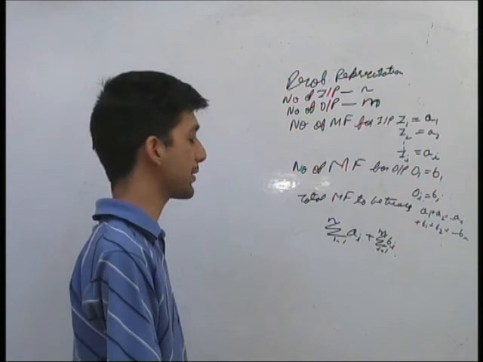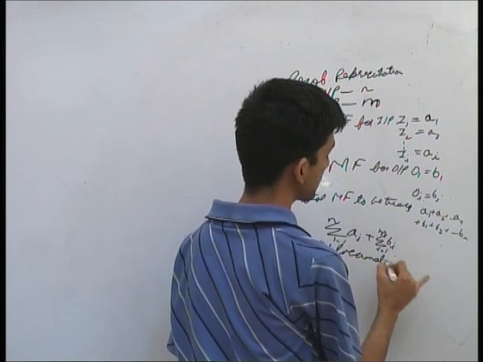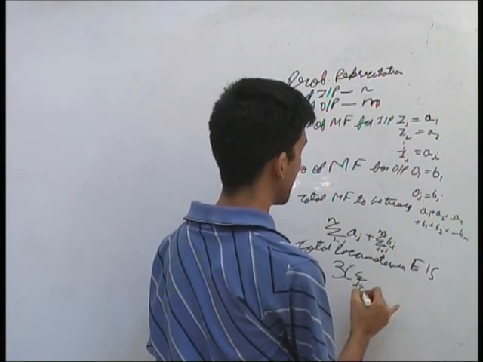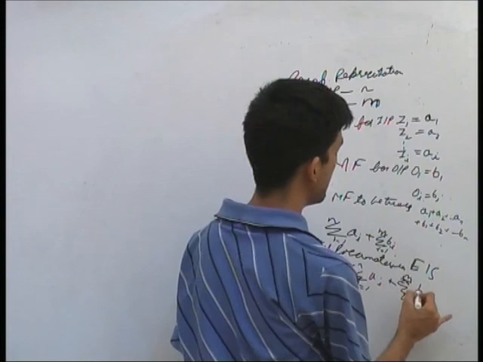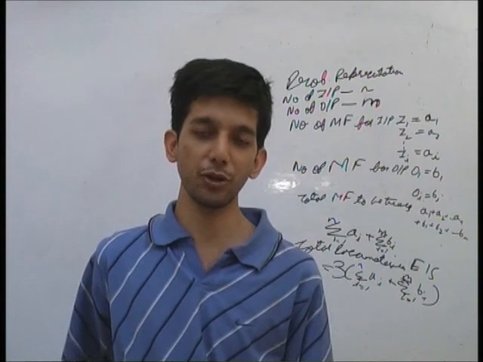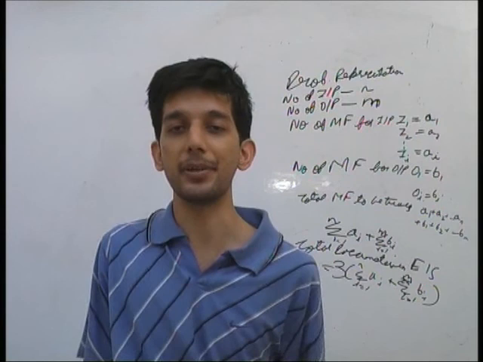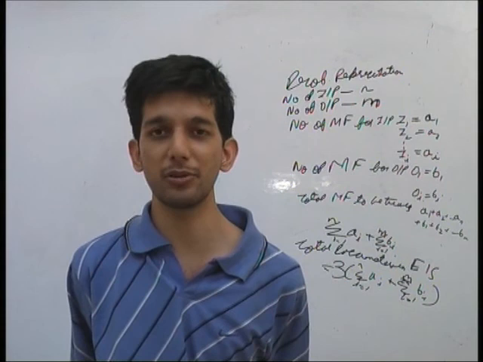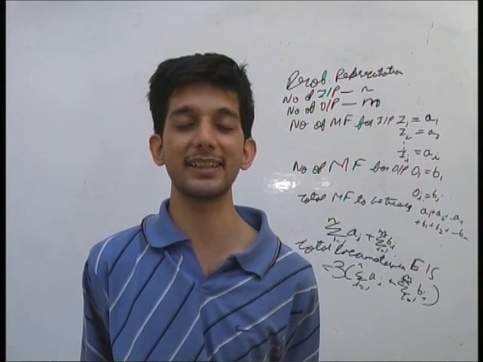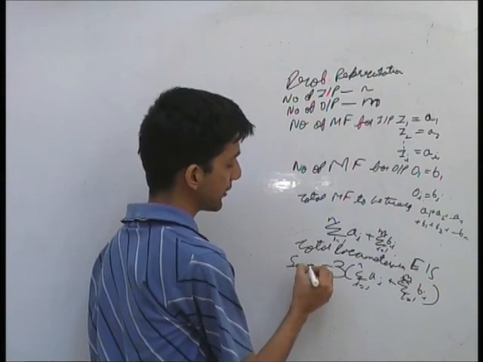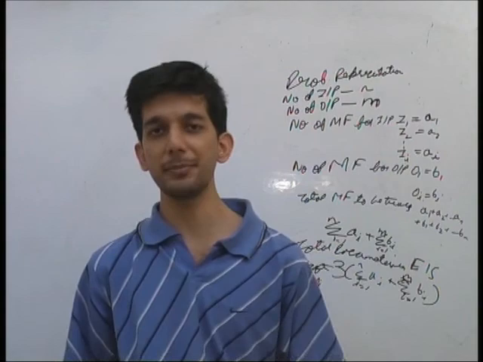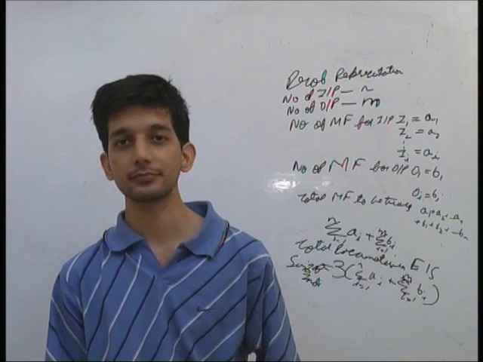So let me say that the total parameters in the fuzzy inference system is 3 into summation I equals 1 to N of AI plus summation I equals 1 to M of BI. These are the total number of parameters that need to be optimized. Each one of these parameters is nothing but a real number. If it's a real number and I've got a double vector individual representation, then each will occupy exactly 1 gene. So this is what turns out to be my size of individual. All the AIs and BIs are known, and N and M are known.